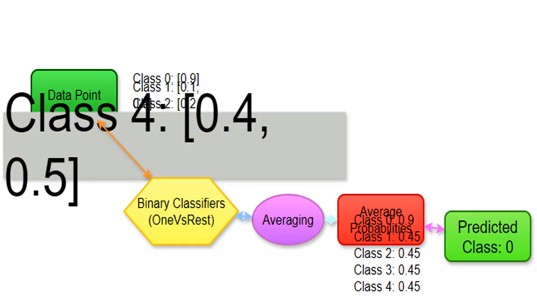The last class, class 4, also has its pair of probabilities, 0.4 and 0.5. These probabilities, along with those of the other classes, allow us to calculate the average probabilities for each class, helping to determine the most likely class.